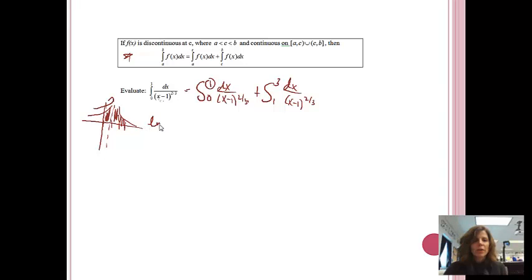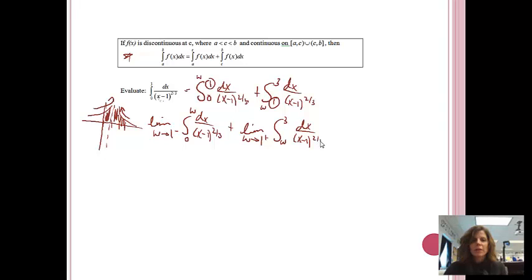So I'm going to be finding the limit as, and I will call that w, w approaches 1 from the left of the integral of dx over (x minus 1) to the 2/3, and then I'll add it to, on this one, if I'm going from 1 to 3, I'll be approaching the discontinuity from the right. So this will be my w. I'll find the limit as w approaches 1 from the right of my integral. I forgot to put, this will go 0 to w, and this will go w to 3, and then dx over (x minus 1) to the 2/3. So I now have two problems to work. Fortunately, they're both the same integral.